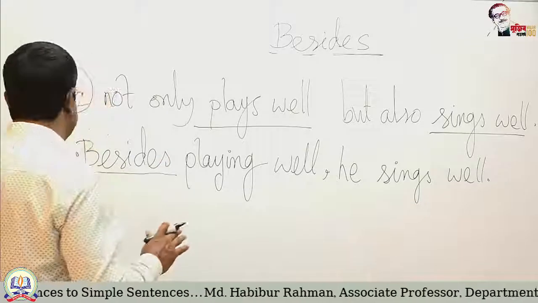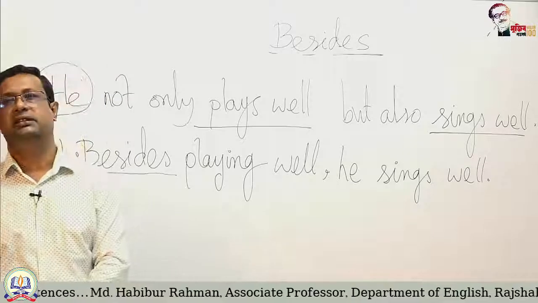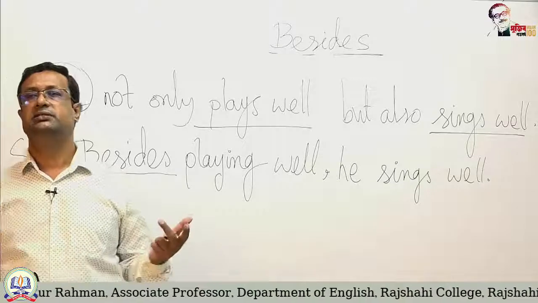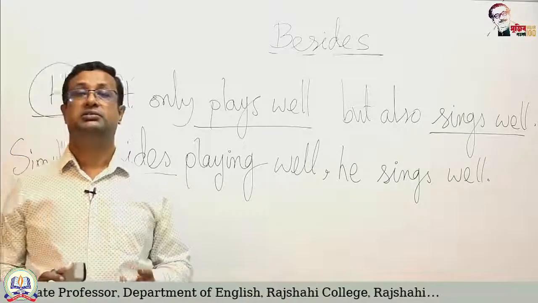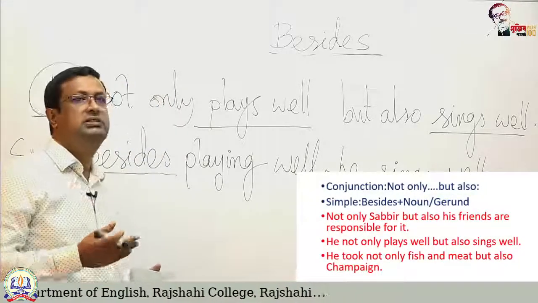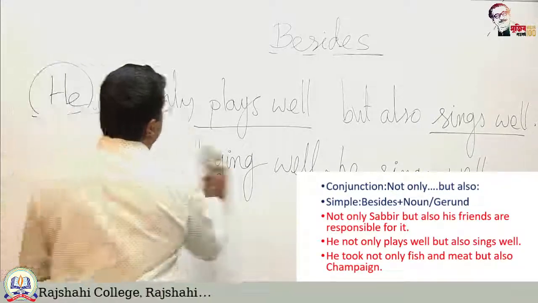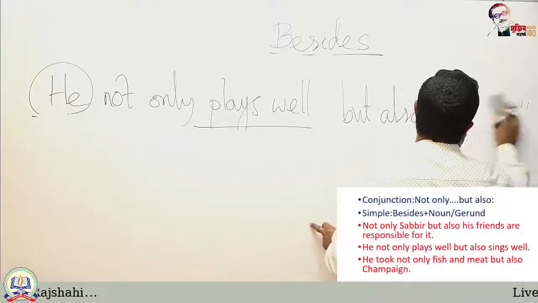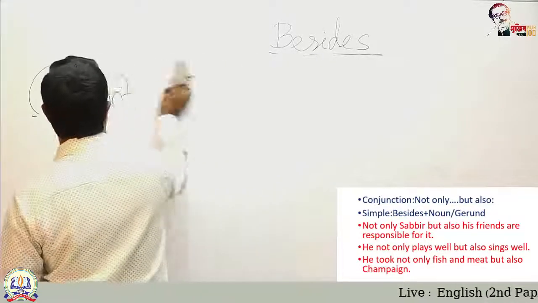Now, there may be such sentences that the objects are different. That is, in these sentences, we will find the same subject with the same verb, but the object will be different, and we will use besides before that object. That is also a noun. Subject is a noun, object is a noun. So this is a change in place of a noun. We will use besides here.